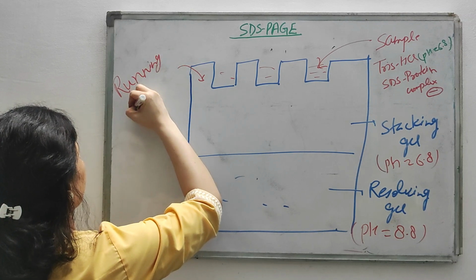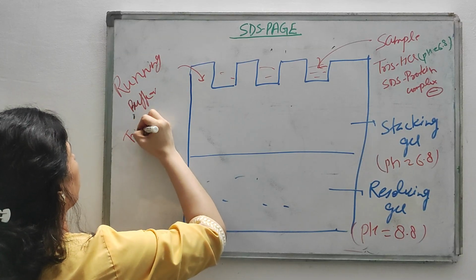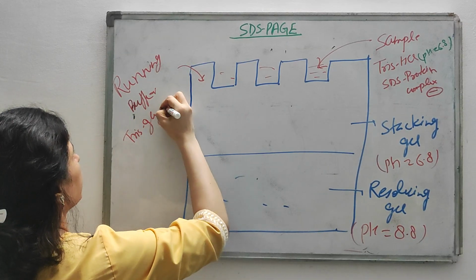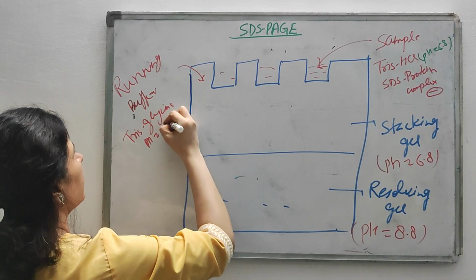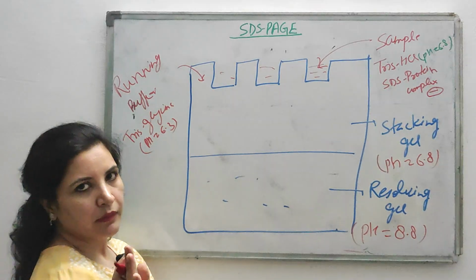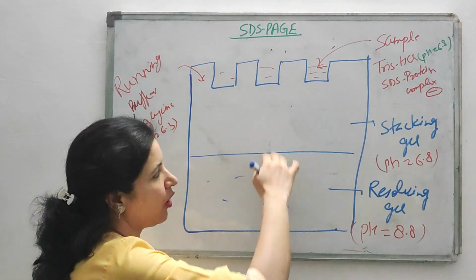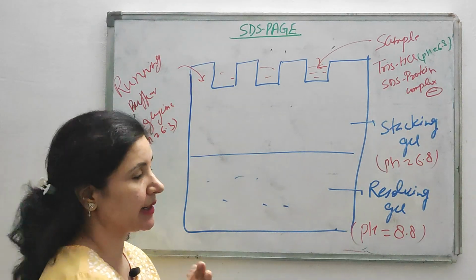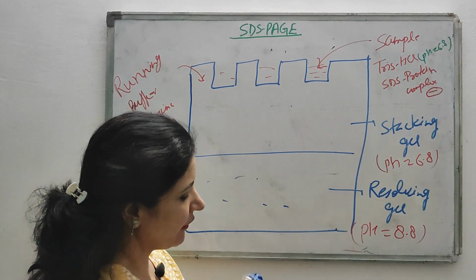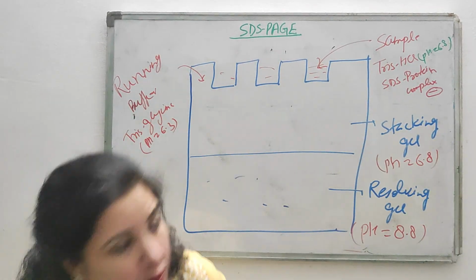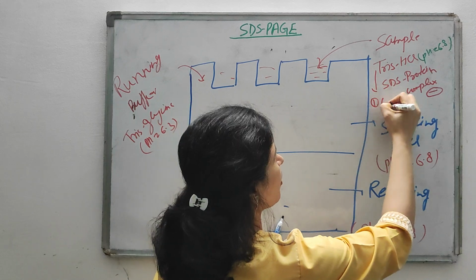In between the electrodes, you will put your running buffer. In the running buffer there is Tris-glycine, and the pH is 6.3. So what will happen in this gel? How are proteins separated in this gel? Let's understand that. First, from this Tris-HCl, you will get your chloride ions.